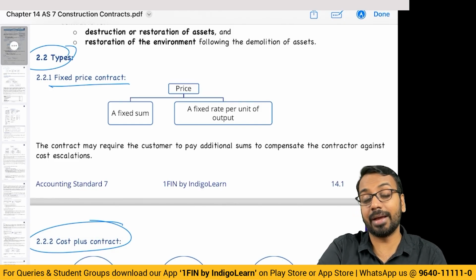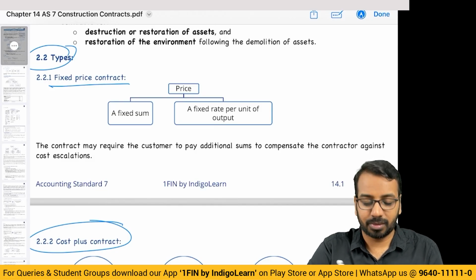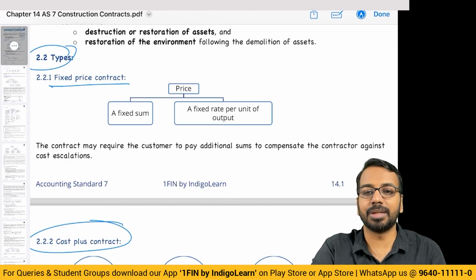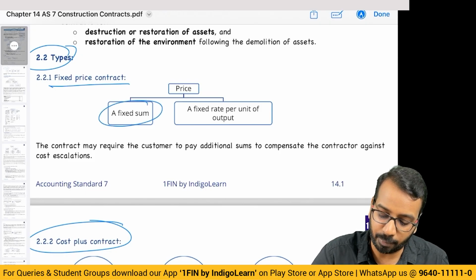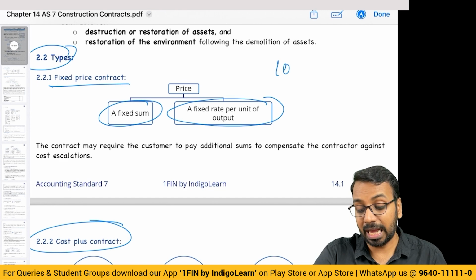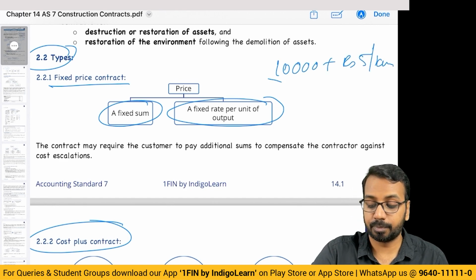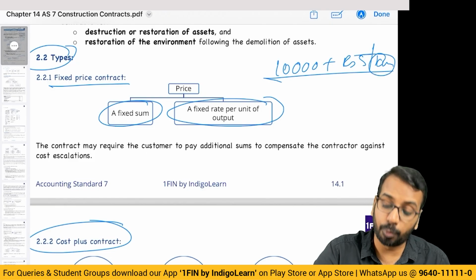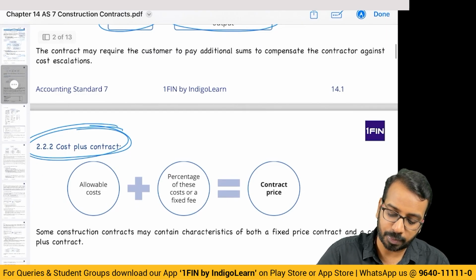I have given you a contract to construct 100 kilometers of road. 100 kilometers multiplied by 100 rupees, that is your price. Okay. So a fixed price contract has a fixed sum and a fixed rate per unit. So it could be something like I will give you 10,000 plus rupees 5 per kilometer. This is also fixed because kilometer doesn't change. Then we have cost plus contract.